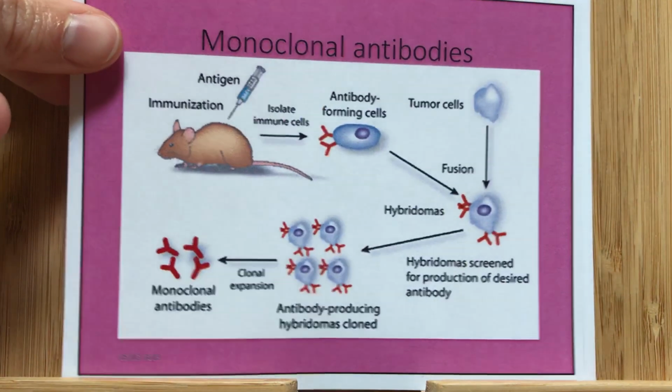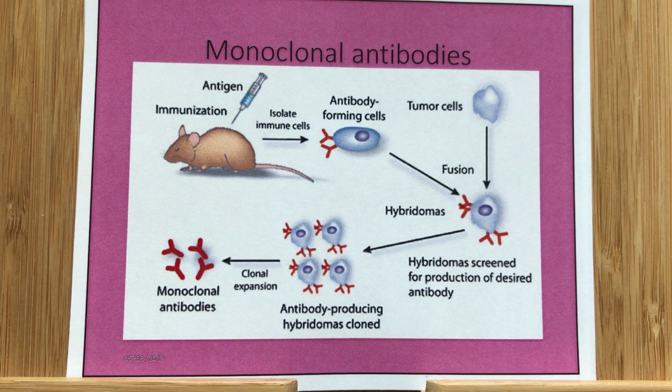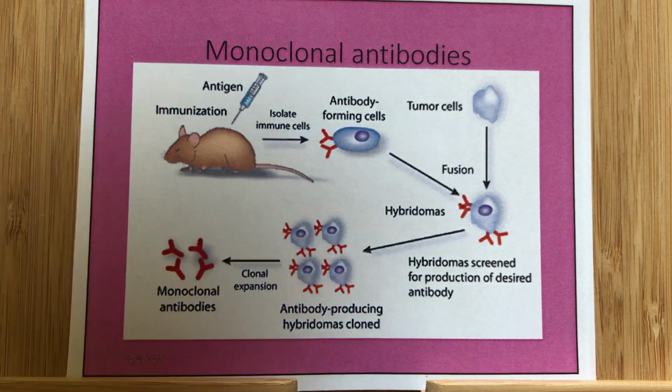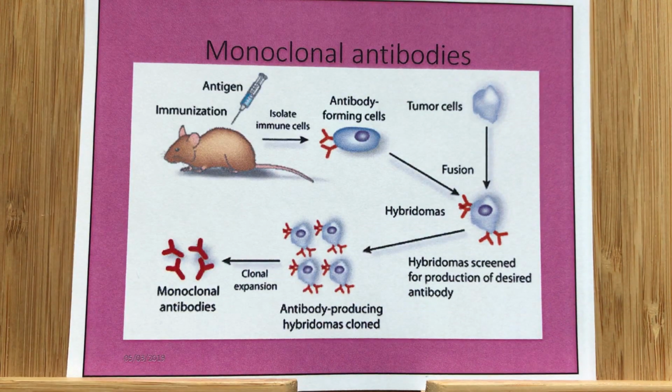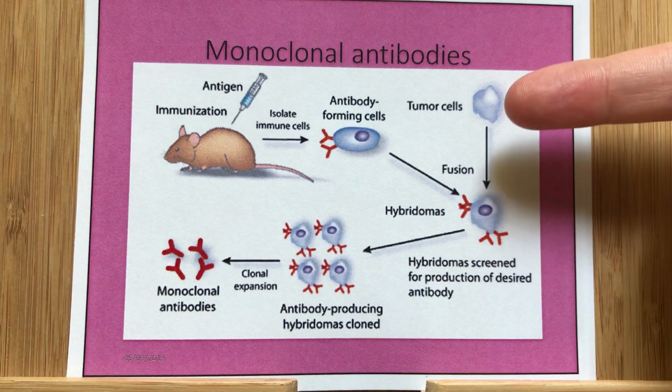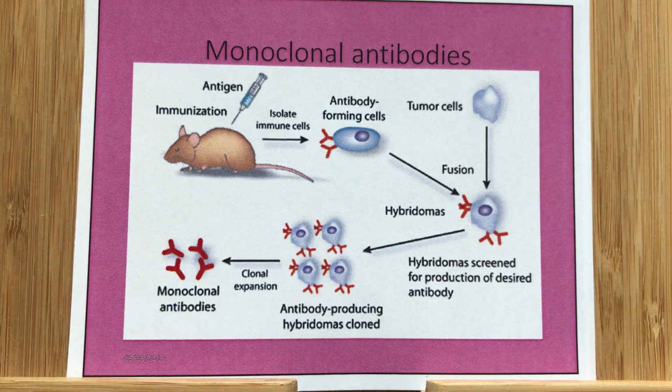So let's have a look at this diagram. We've got basically a vaccine occurring here. We've got the antigen, so that's the dead or weakened pathogen, going into this mouse or rat. And then as a result of it, we've got some white blood cells that are able to make antibodies. So antibody forming cells, that's just here. And then we've taken our tumour cell. The tumour cell doesn't have the nucleus in it. We fuse those two together, the antibody forming cell and the tumour cancerous cell.